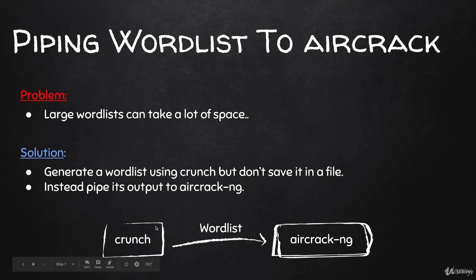And then we're going to pipe that output to aircrack-ng, which will read that as input and process the word list on the fly as it's being generated by Crunch. This way the word list will not be stored in a specific file and it won't take a lot of disk space. Now let me show you how to do that, and it's going to become more clear.